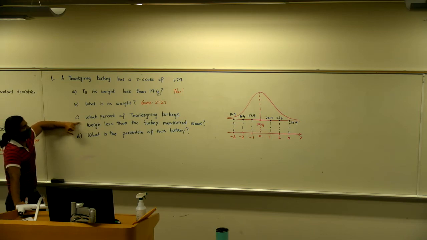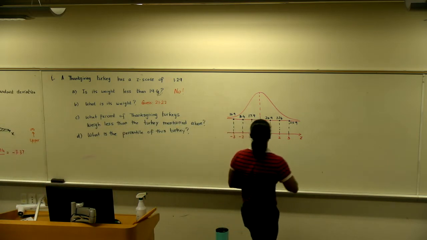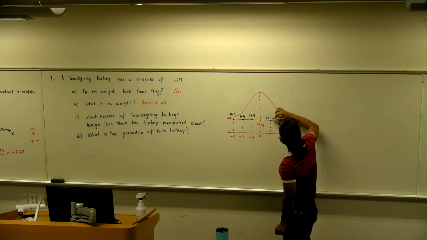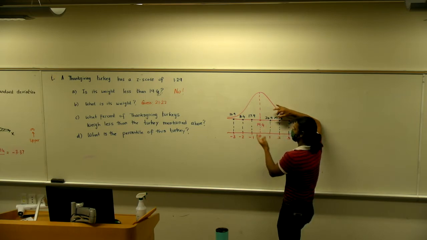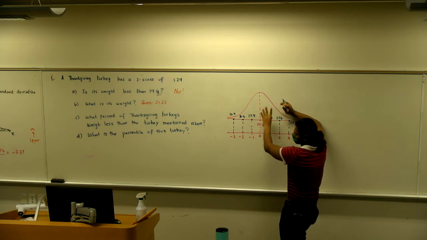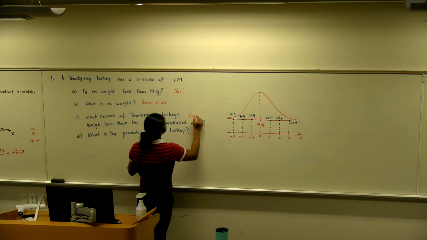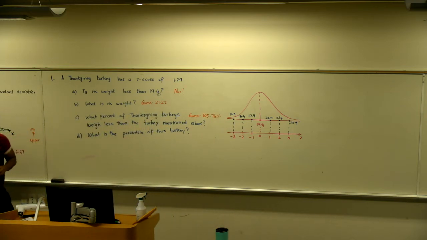Great. What percent of Thanksgiving turkeys weigh less than the turkey mentioned above? So 1.29, again, it's right here. If you remember the empirical rule, you will know the answer immediately. Since 20.9 is one standard deviation away from the mean, one z-score away from 0, 1.29 is right there. So 50% plus 34%, that's what the empirical rule states, and a little bit added to that. So I'm just going to guess 85.4. It's just a guess. We'll do this using the calculator.